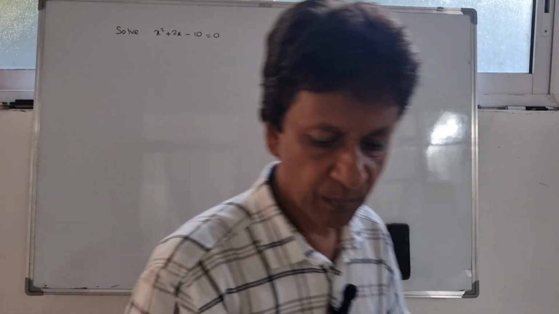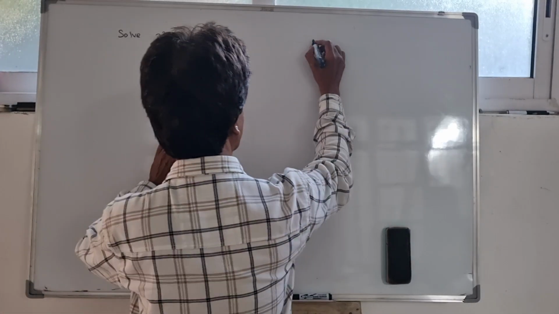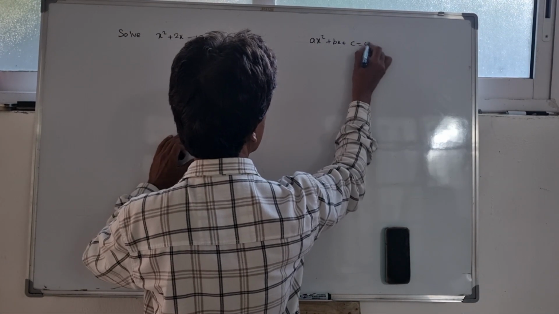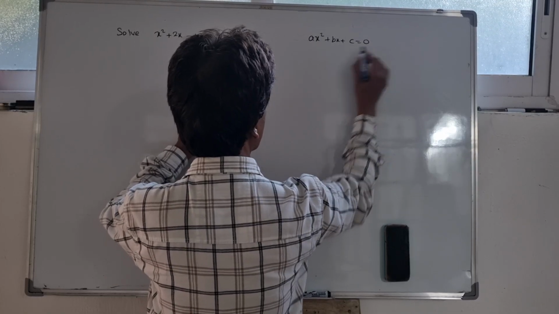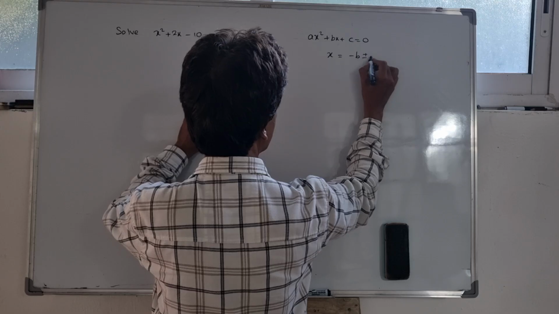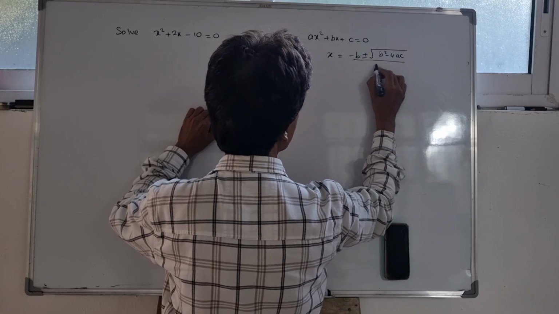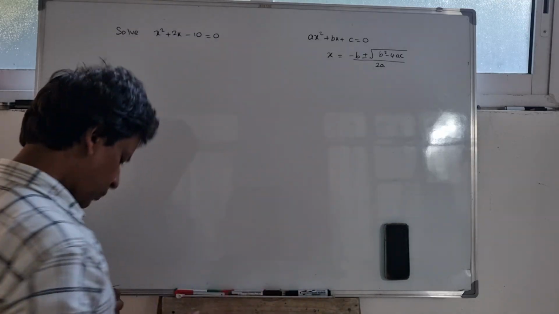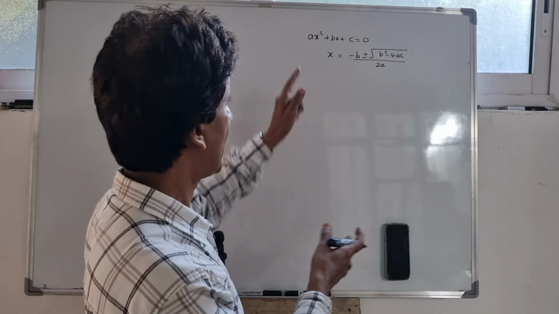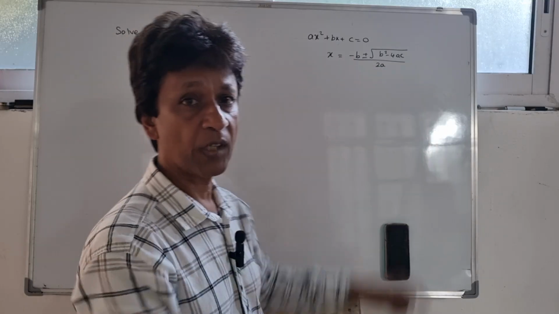Like I've explained before, a quadratic equation is of the form ax squared plus bx plus c is equal to 0, where a, b, and c are constants. The formula we're going to use is x is equal to minus b plus or minus root of b squared minus 4ac, all of that divided by 2a. So we simply take the values of the constants a, b, and c and plug them into this formula, and it's going to give you the answer.